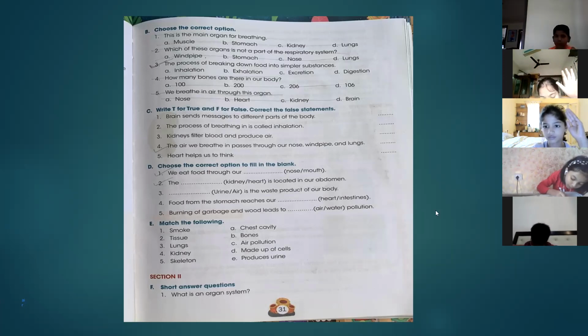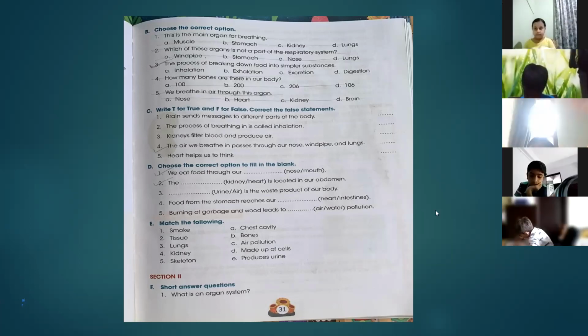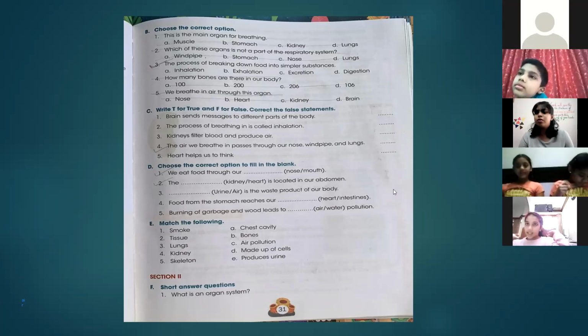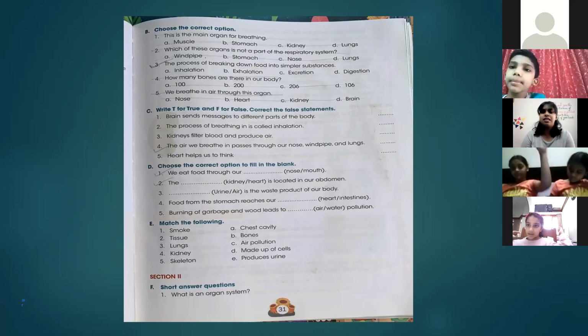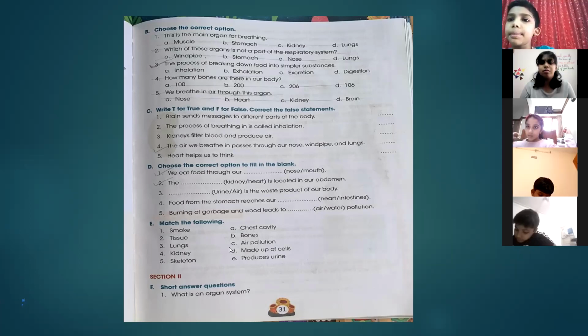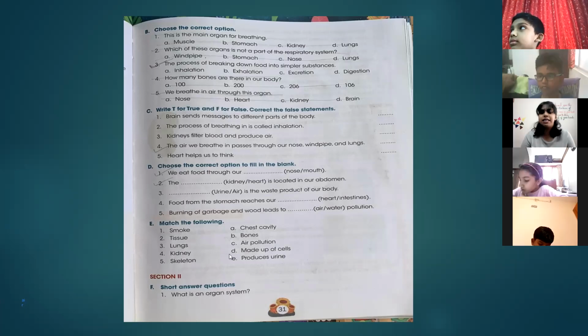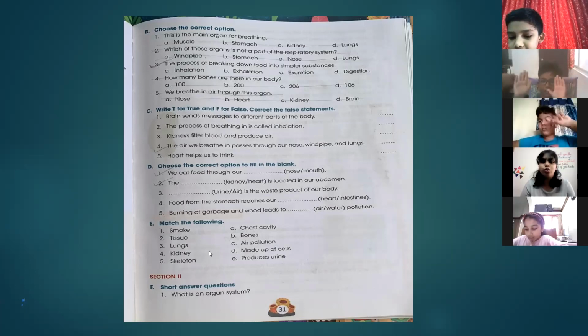Tell me which is the right answer for tissue. Luke, you want to answer? Yes. Ma'am, the right answer for tissue is made up of cells. Very good. So, made up of cells. Okay. So, beside D, you can write 2.